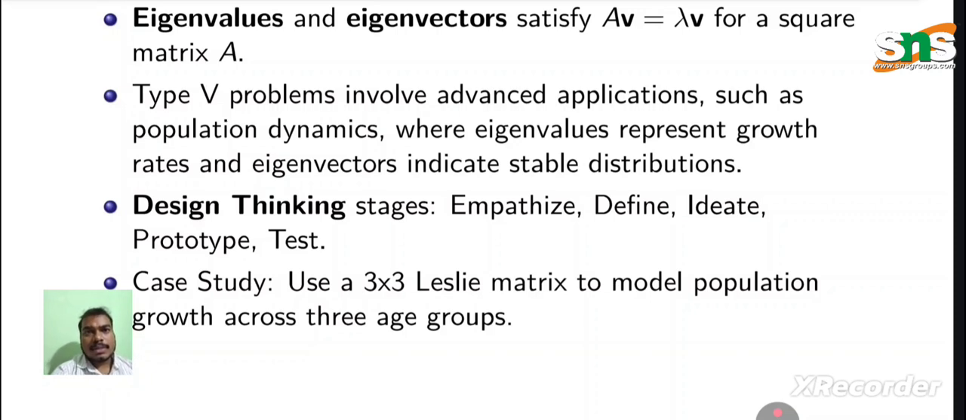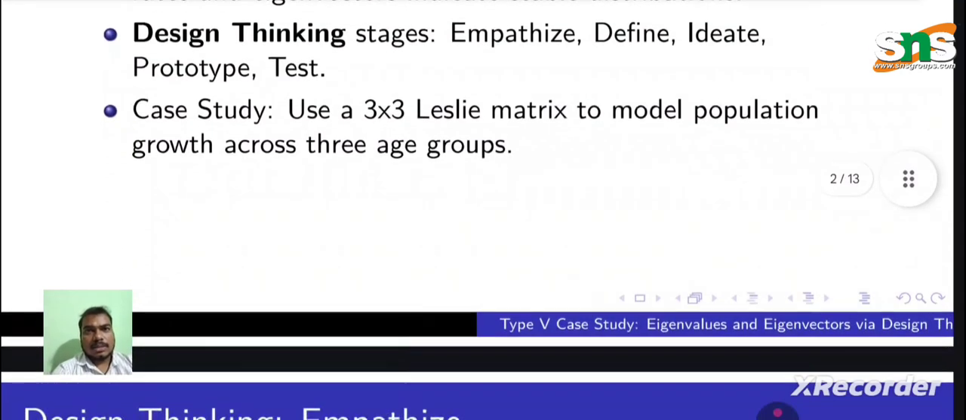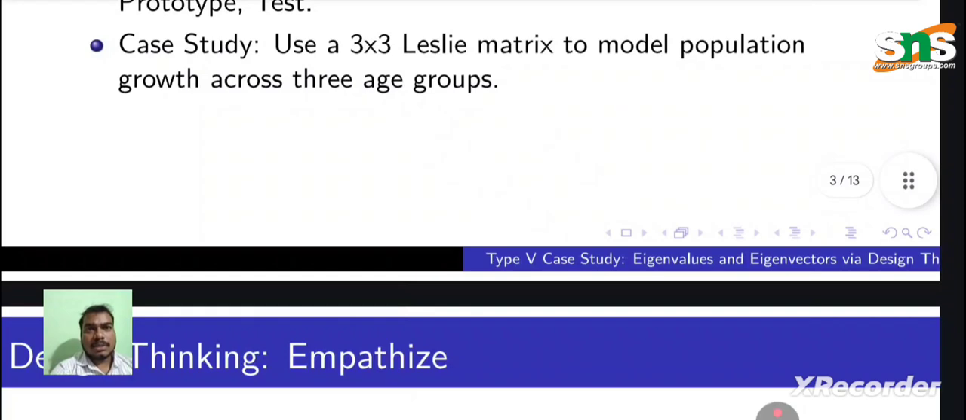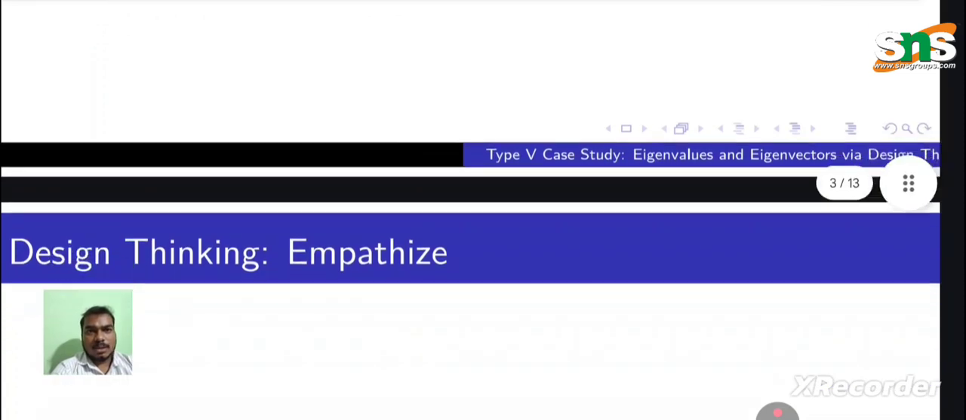So the design thinking stages are: empathize, define, ideate, prototype, test. The case study uses a 3 by 3 Leslie matrix to model population growth across three age groups.